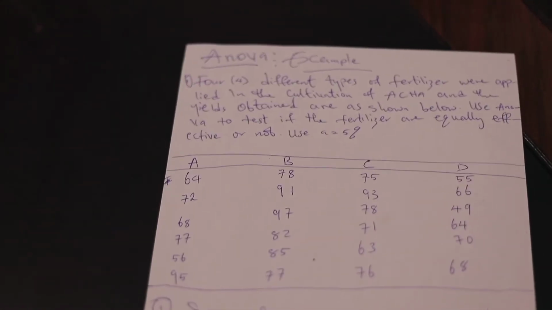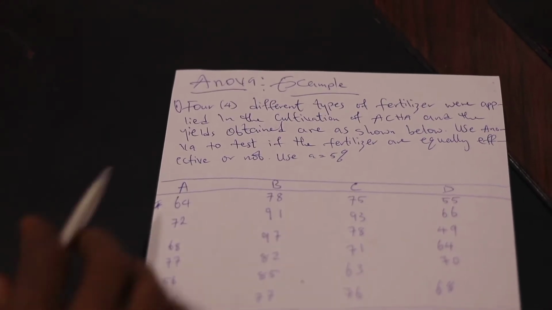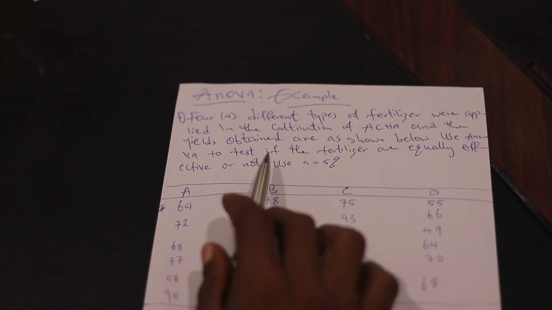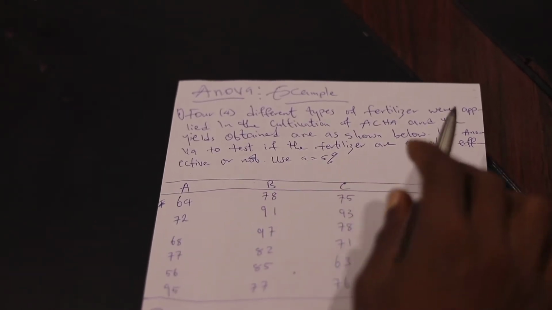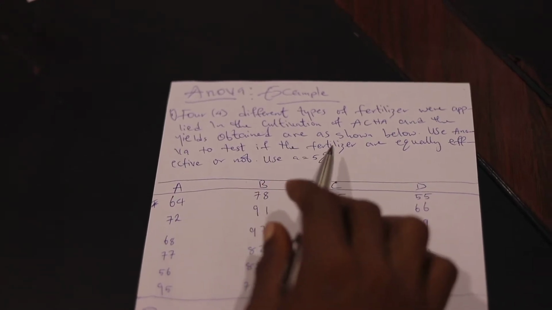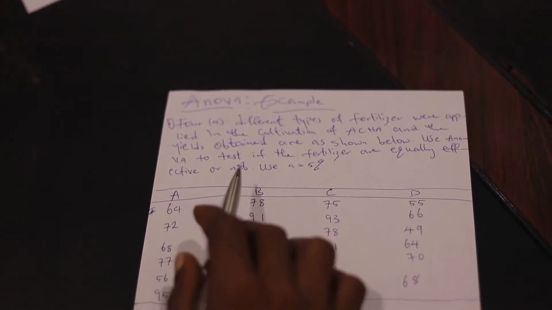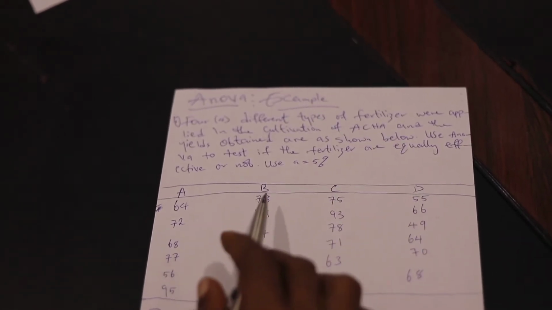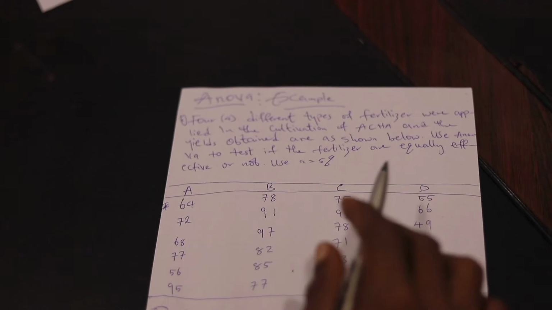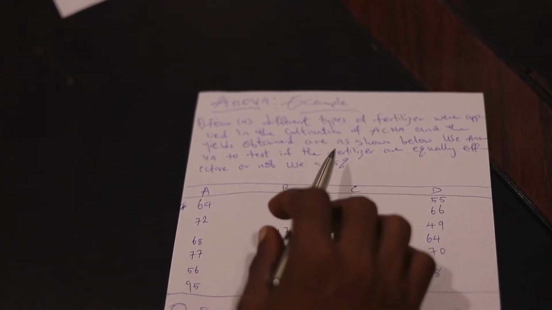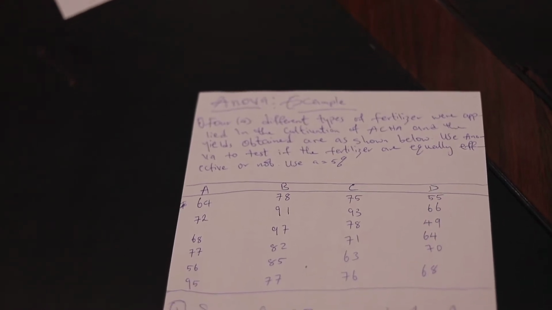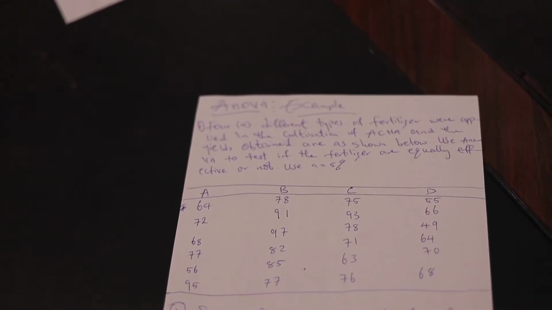Okay, right here on this question, we have the question being set out. They say four different types of fertilizer were applied in the cultivation of akeha, and the yield obtained are as shown below. Use ANOVA to test if the fertilizers are equally effective or not. Use alpha equals 5% level. This 5% level is testing if the fertilizers are equally effective.